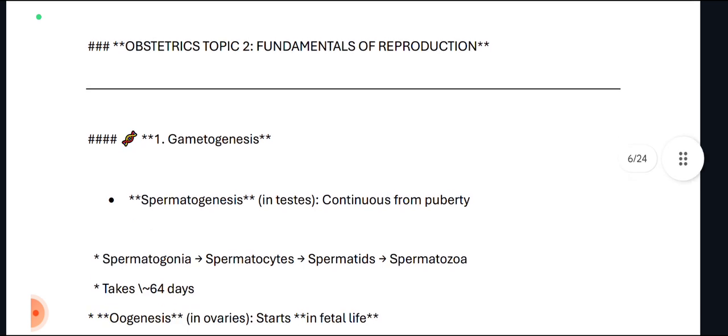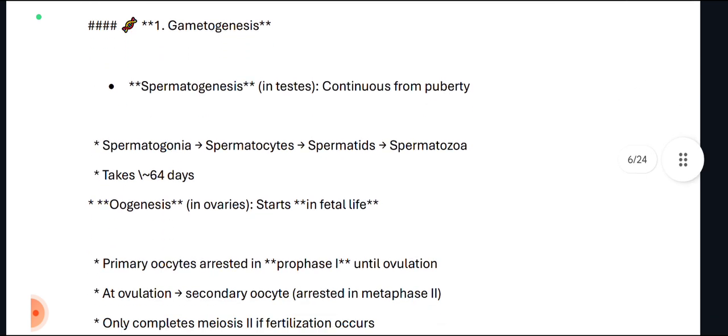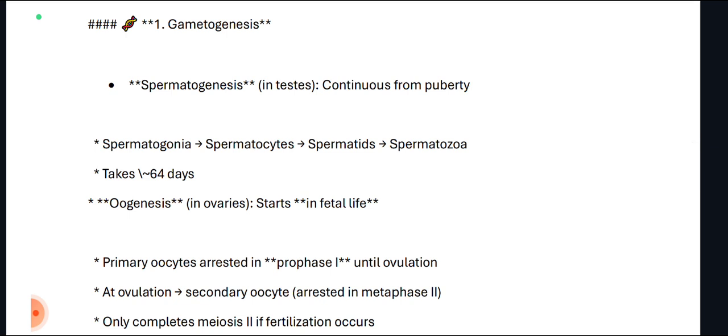Now let us cover the second important topic, which is fundamentals of reproduction. In this topic, we basically cover the gametogenesis and the fertilization part. Gametogenesis. Spermatogenesis occurs in testes in males. It is a continuous process that occurs in human males from puberty. Spermatogonia convert into spermatocytes, spermatocytes mature into spermatids, and spermatids finally mature into the mobile spermatozoa. This process takes around 64 days.